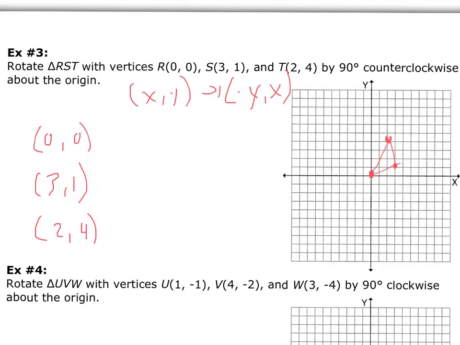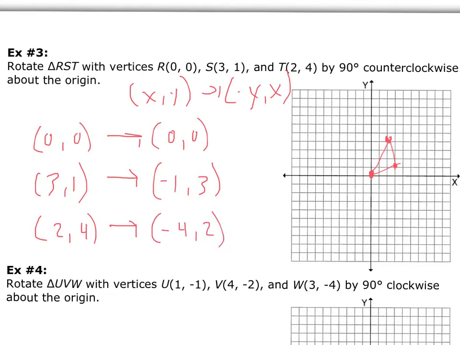Okay, so the first thing we need to do is flip-flop our coordinates and then change the sign of y. Okay, so from 0, 0, if we flip-flop it, it's 0, 0, and you can't change the sign of 0, so it just stays how it is. The second one, flip-flop our coordinates, change the sign of y. And we'll do the same thing for the last one.